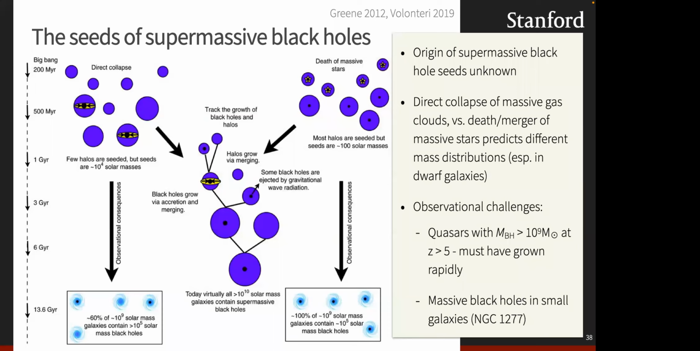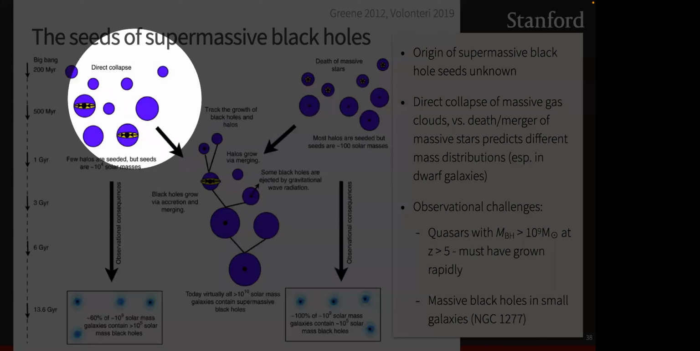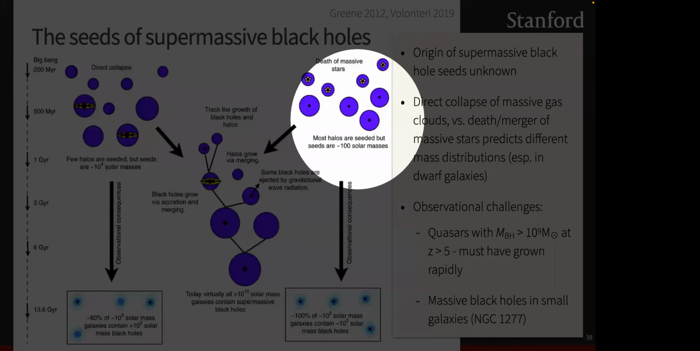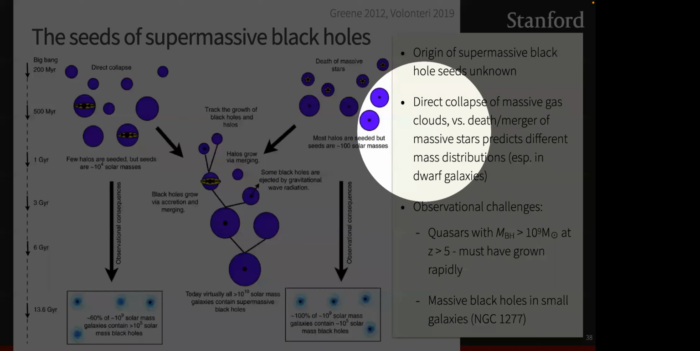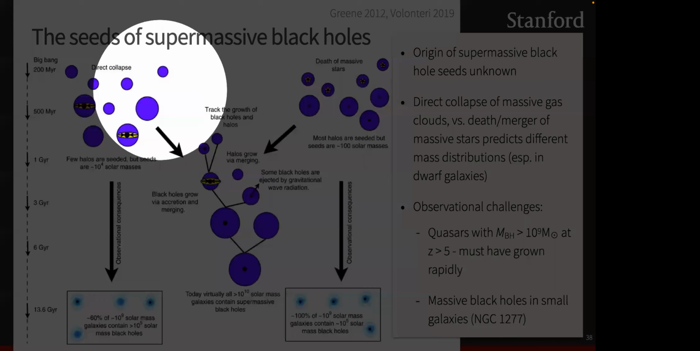The direct collapse is quite hard to do. So in this case, we don't expect all the small galaxies to have black holes. But if it's these early stars, then we do expect the small galaxies to all have supermassive black holes in the center. So if we can measure how many dwarf galaxies have black holes and what the mass distribution of those black holes is, we can start to distinguish these 2 scenarios.